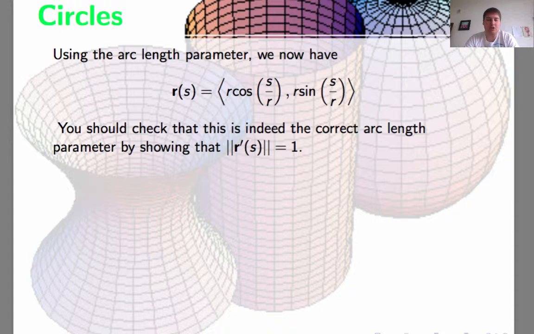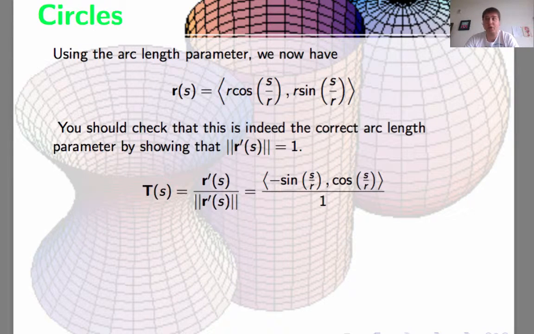And if you do, then we know for sure that we've got the arc length parameter. Otherwise, we did something wrong. But here we did do something right. This is great. So let's find this unit tangent vector.